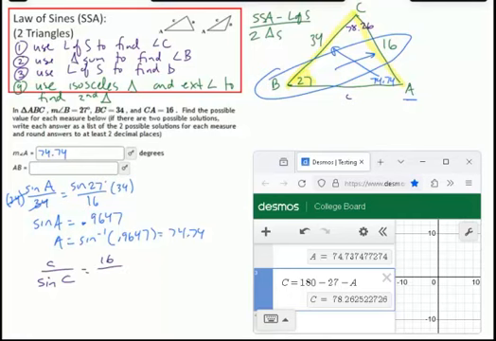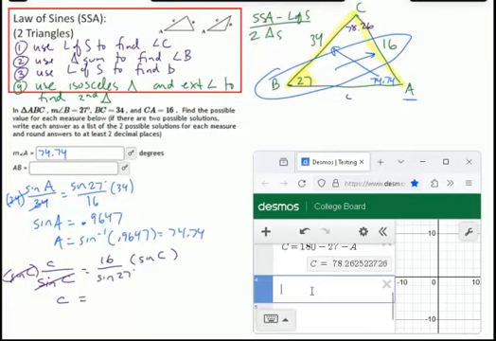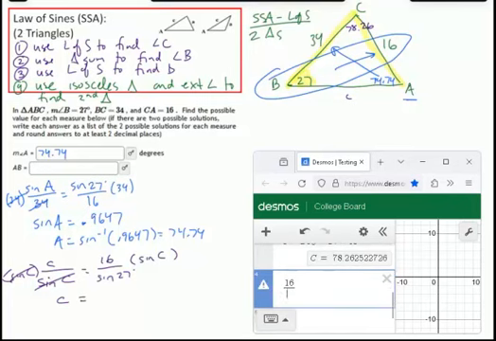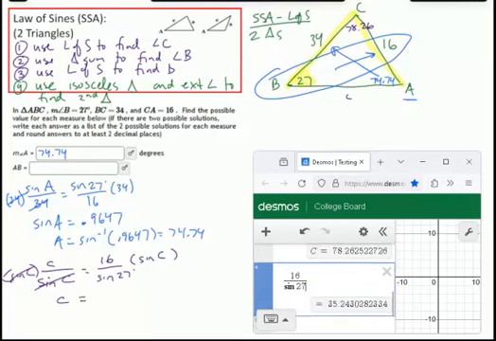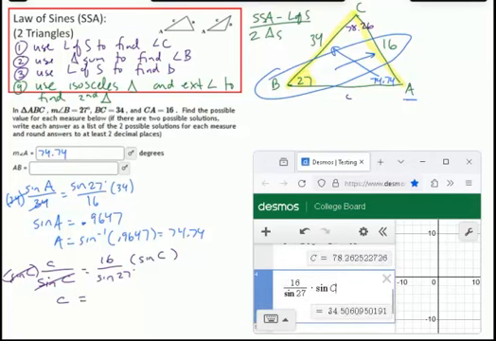Now my sides are on top of my proportion, so 16 over the sine of the angle opposite it, 27 degrees. So if I multiply both sides by the sine of C, I get my C value to be 16 divided by sine of 27 all times the sine of C. And again, I'm just going to label it as capital C to represent that. And I get 34.51 as my side C.